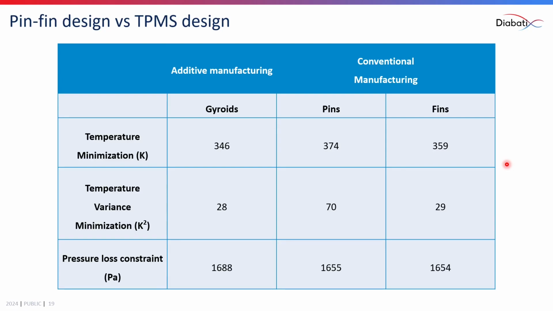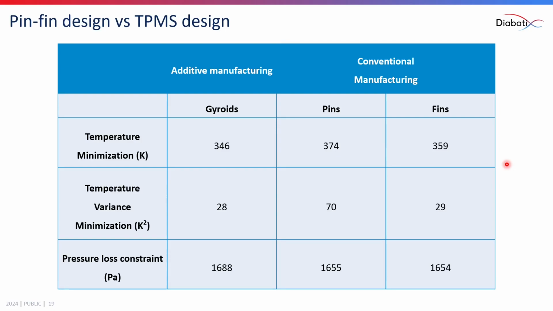Here we achieved 346 Kelvin versus 359 and 374 Kelvin of max temperature using the optimized heatsinks. The temperature variance was the lowest in the case of TPMS structures, about 28 Kelvin squared in comparison to 29 and 70 Kelvin squared. And as we also saw in the previous case study, pressure loss was a little bit on the higher side when it came to TPMS structures.